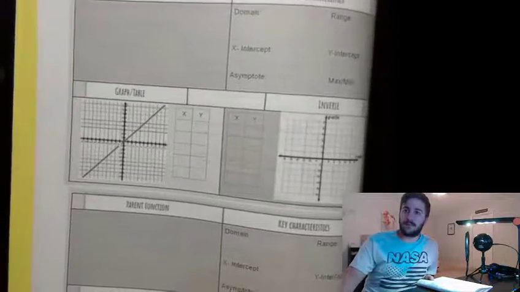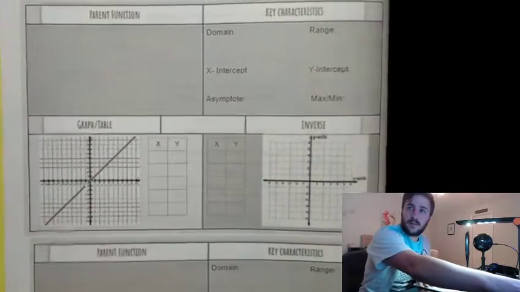Parent function number 1. Here we go. We're getting started. Okay, this is page 13. This one does not have a number. It's just the one right after our notes page, right after our vocab. Parent function number 1. That's where we're at. Okay, let's jump right in. Parent function number 1.